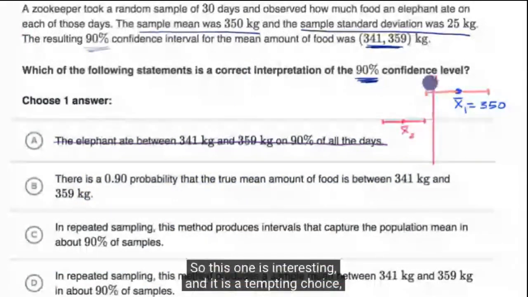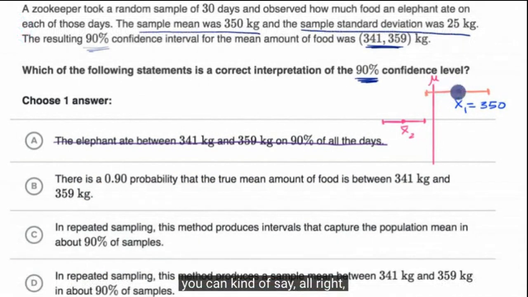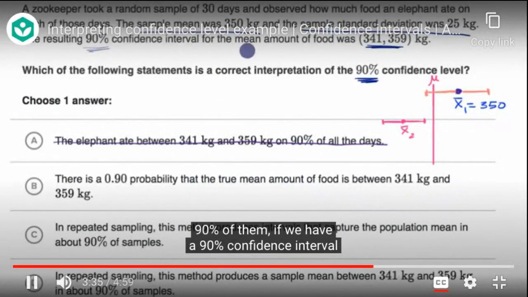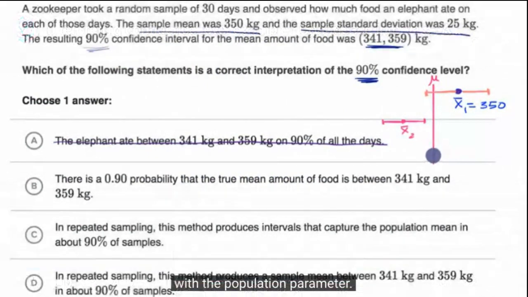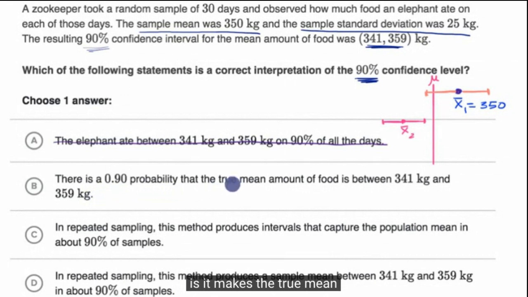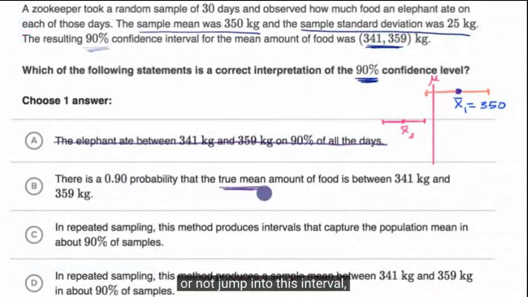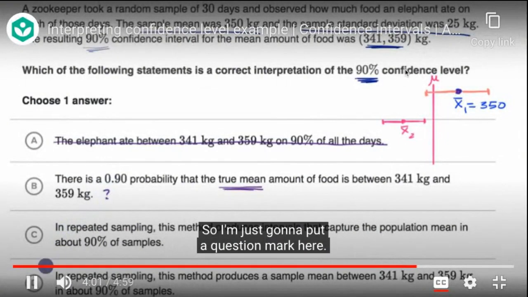It is a tempting choice because when we do this one sample, you can kind of say, all right, if I did a bunch of these samples, 90% of them, if we have a 90% confidence interval, or 90% confidence level, should overlap with this true mean, with the population parameter. The reason why this is a little bit uncomfortable is it makes the true mean sound almost like a random variable, that it could kind of jump around, and it's the true mean that is either going to jump into this interval or not jump into this interval. So it causes a little bit of unease. The choice, so I'm just going to put a question mark here.